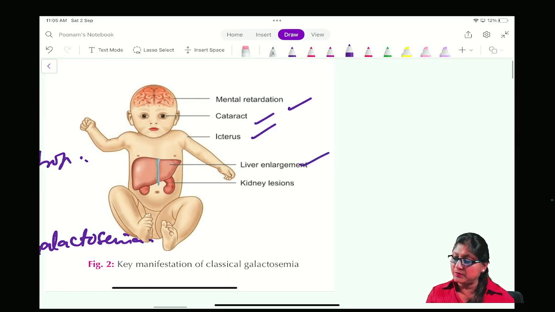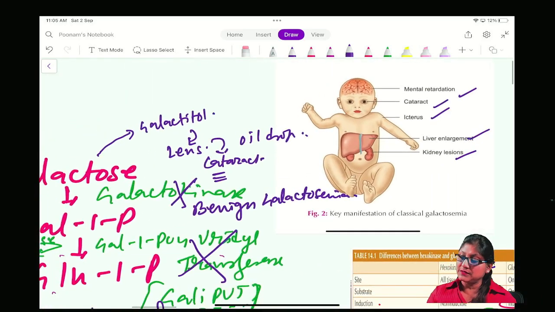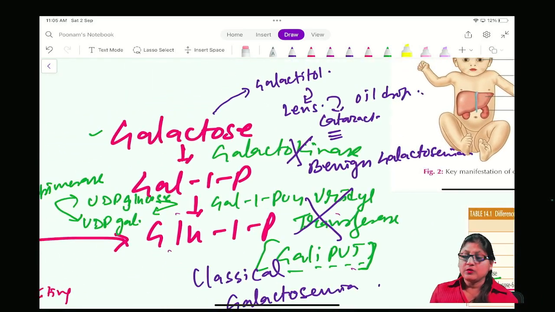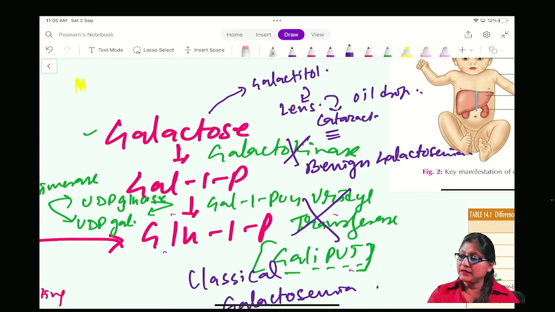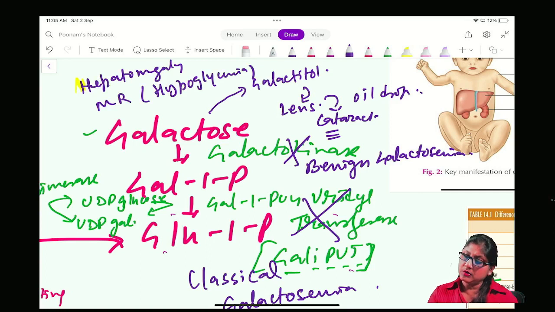This is the typical presentation of classical galactosemia, where there is mental retardation due to repeated hypoglycemia, right? Hepatomegaly, mental retardation due to repeated hypoglycemia. I'll tell you the reason for hypoglycemia. And also there is organomegaly. I have told you, mental retardation, and then you have cataract. Yes, cataract, oil drop cataract. These are the triad of manifestations in classical galactosemia, so you must know that.